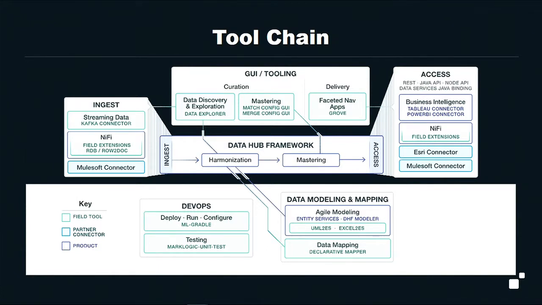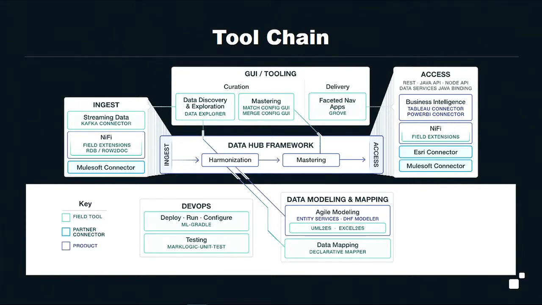Could you elaborate a little bit on the delivery box under GUI? The access box? Oh, faceted navigation apps, Grove.